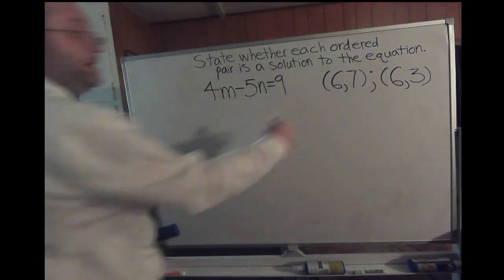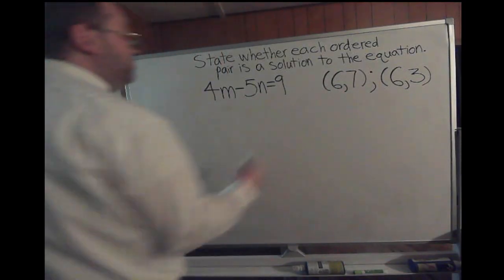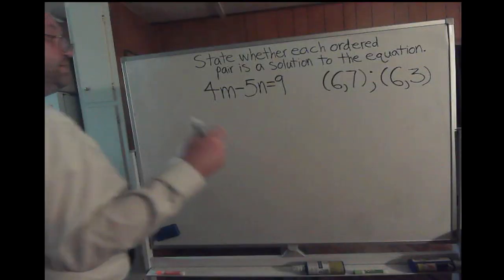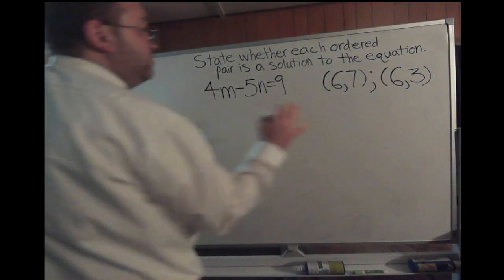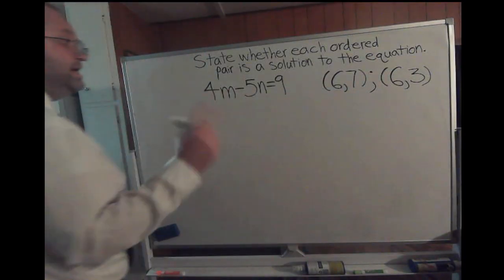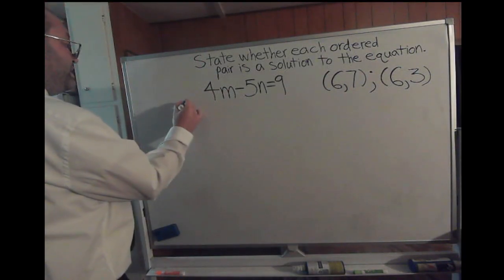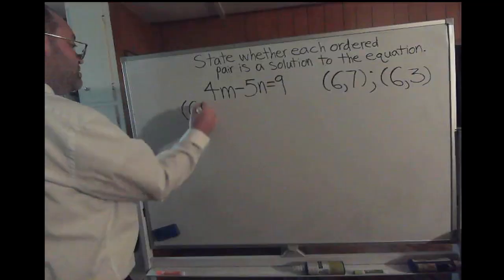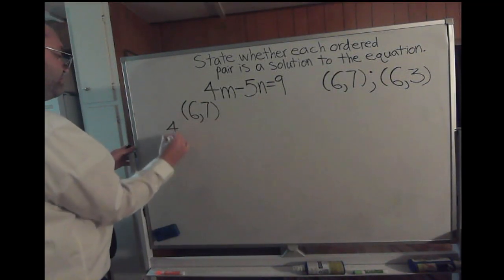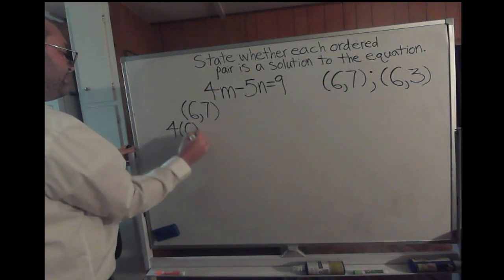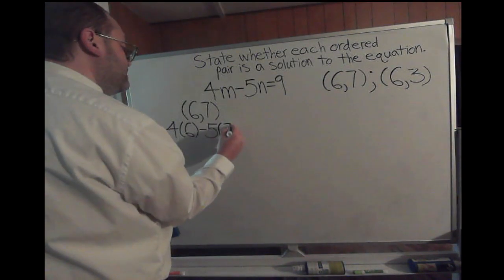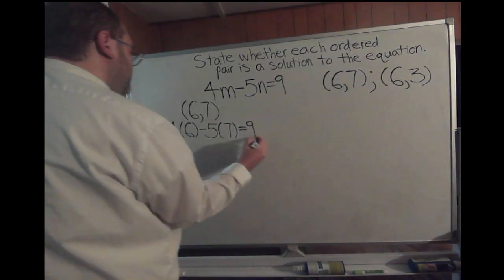Well, your ordered pairs always go in alphabetical order. I know we're not working with x and y, but this goes in alphabetical order in your ordered pair. So your first coordinate would be m, your second would be n. So for the ordered pair 6, 7, we're going to work that out first. You'll take your 6, put that in for m, so you'll have 4 times 6 minus 5 times your 7 for your n coordinate, we'll set that equal to 9.